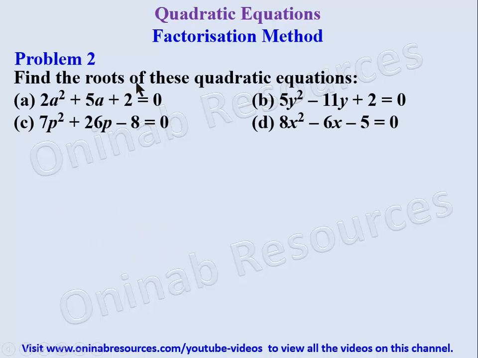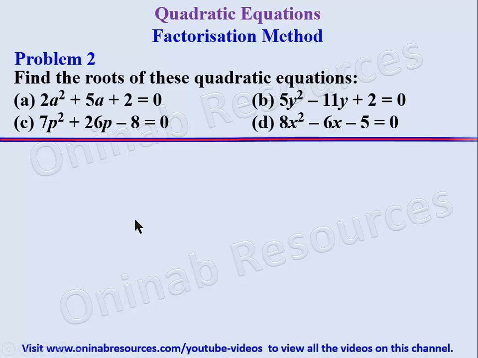For problem 2, find the roots of these quadratic equations. For your information, to find the roots of a particular quadratic equation is as good as finding the values of the variable represented in the equation. So we start the solution for problem 2a. This is another case. The first term is 2a squared, the middle term is 5a, plus 2 is equal to 0. This is still arranged in standard form.